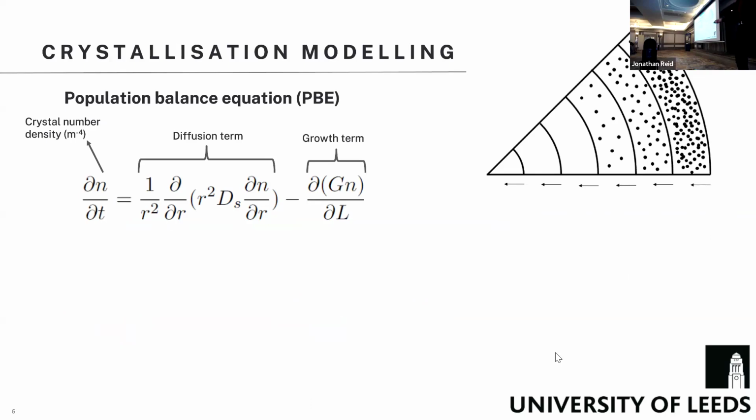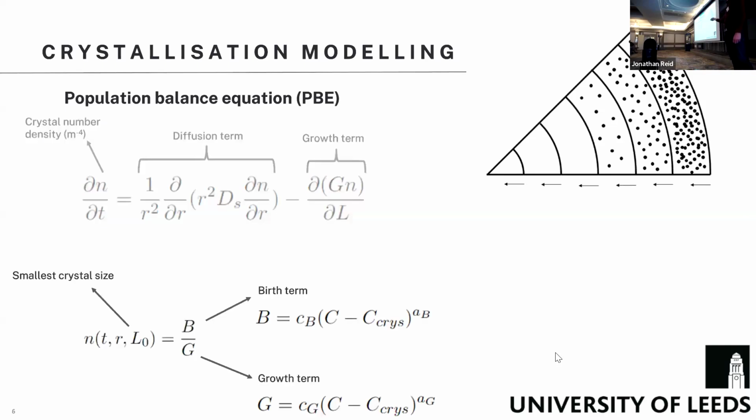This was done by solving the population balance equation, which, as the name implies, gives information of a population of particles. And in the case I'm showing here, there are only two terms for the change in crystal number density. So there's first a diffusion term and second a growth term, so the crystal growth in size. You may have noticed here, this is a partial differential equation in time, in space, the position of the control volume, and also in crystal size.